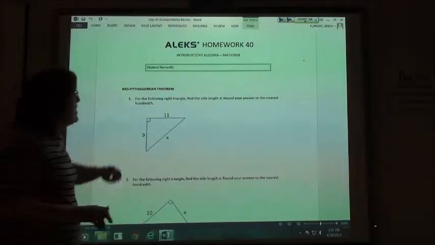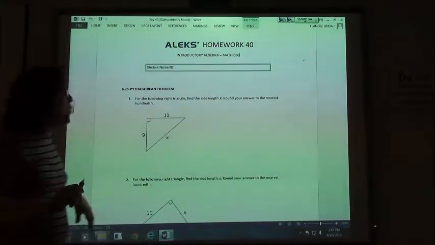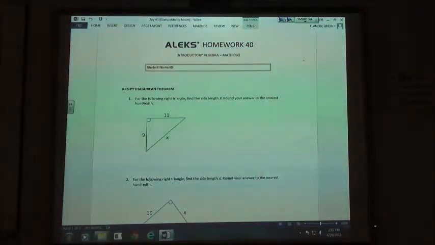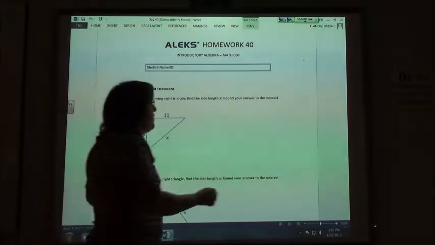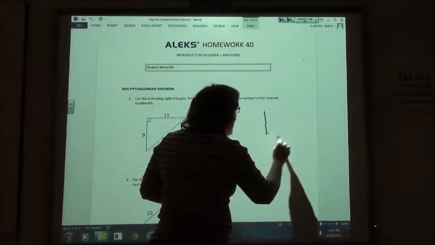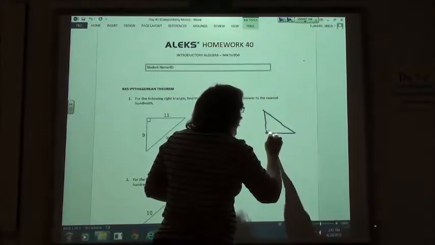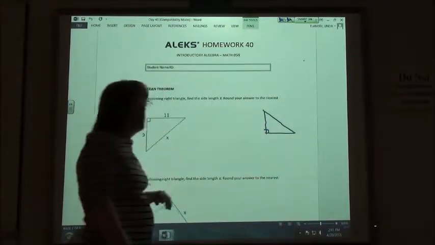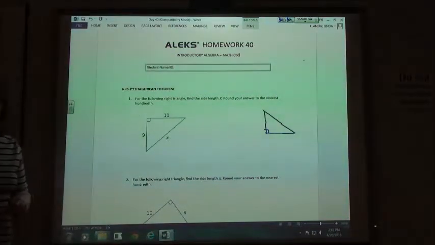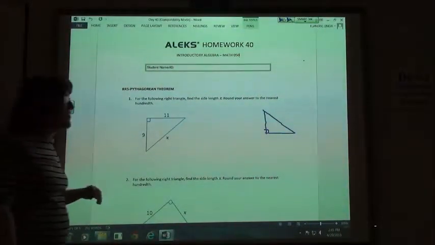So, many years ago, before TVs, computers, and all the fun things we have, there was a guy named Pythagoras. He figured out that if you have a right triangle, the sum of the legs squared is equal to the hypotenuse squared. Well, what in the heck does all of that mean?